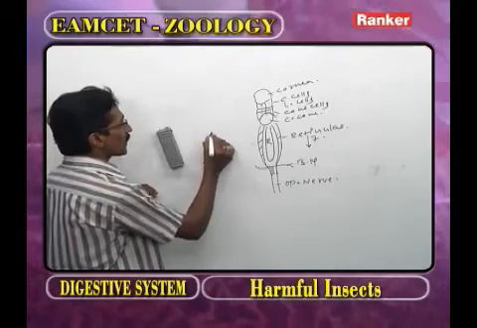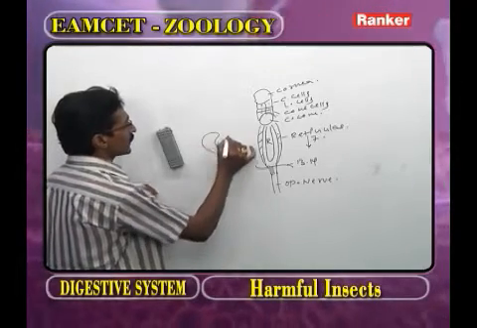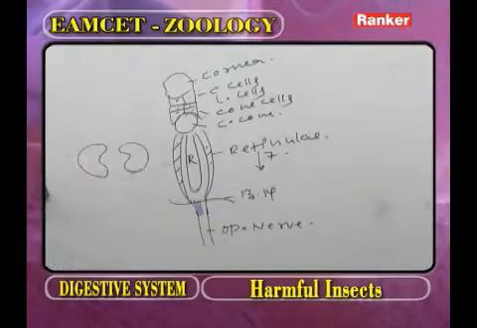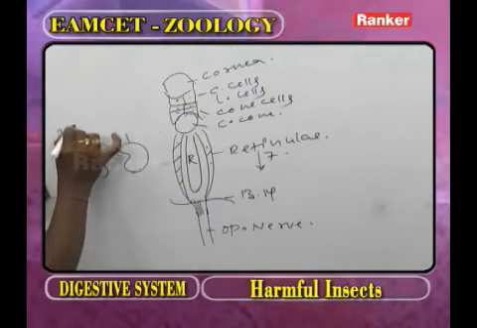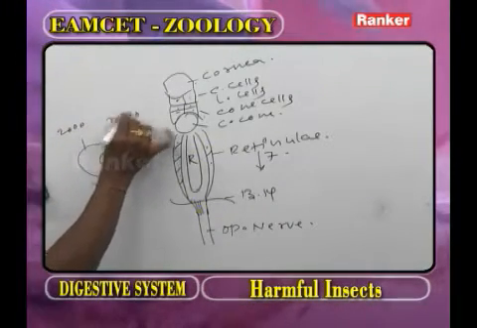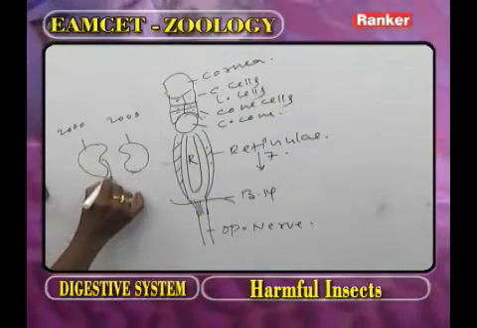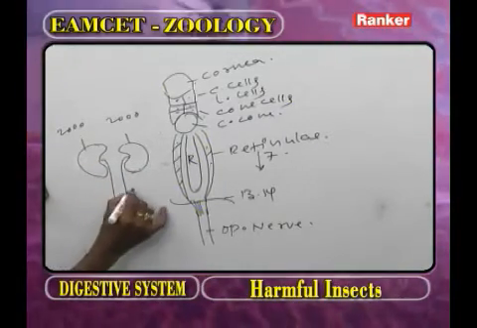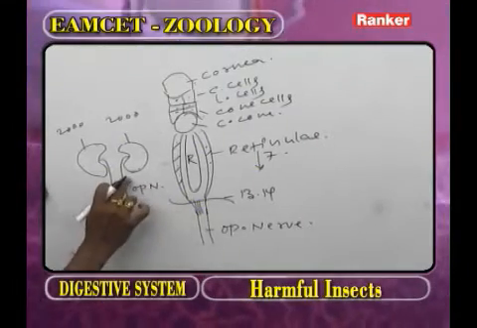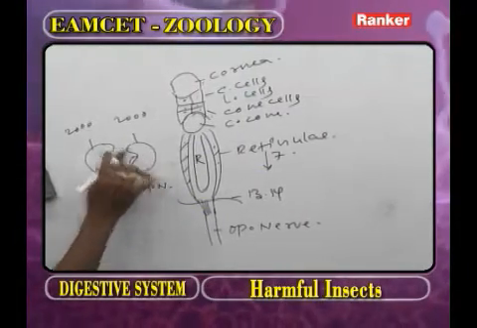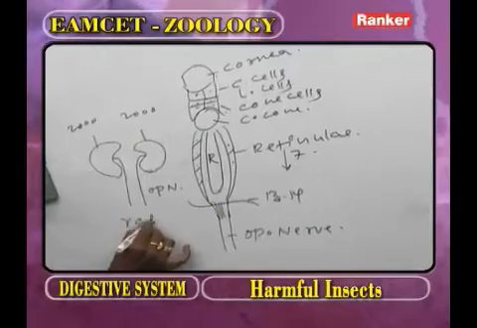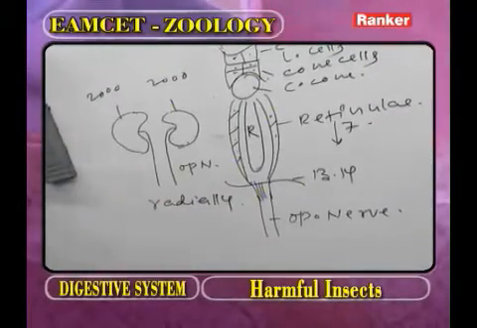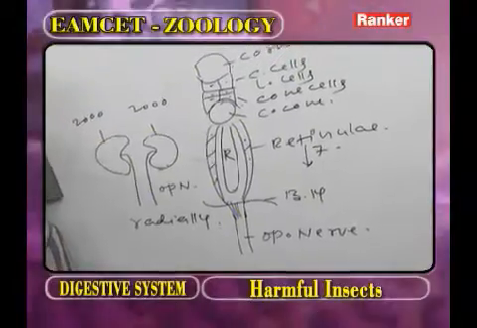Now this is one compound eye. This is another compound eye. In each compound eye, how many ommatidia? 2000 ommatidia. From each compound eye, one optic nerve arises. Now this is the optic nerve. Around the optic nerve, the ommatidia are arranged radially. Now based on this information, you observe the answer.